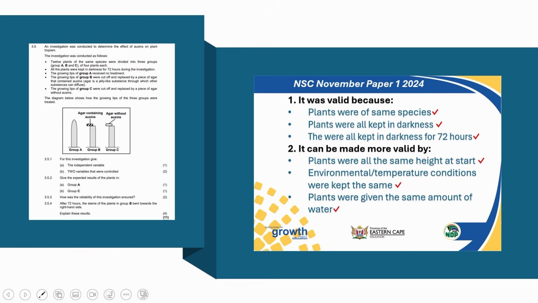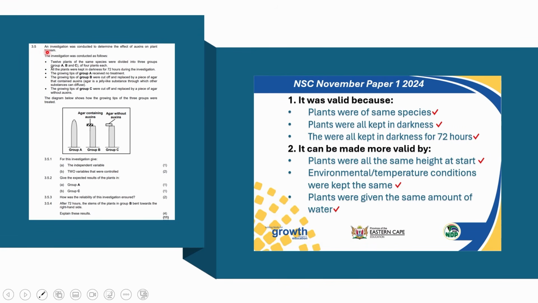Welcome back. Let's see if you got this right. Our first question in paper 1 was, why was this investigation valid? Now, if we look at paper 1 and we look at the procedure over here, we will see that it was valid because firstly, the plants in the sample were all of the same species. Also, the plants were all kept in darkness. And thirdly, they were all kept in darkness for 72 hours, the same duration, the same length of time.